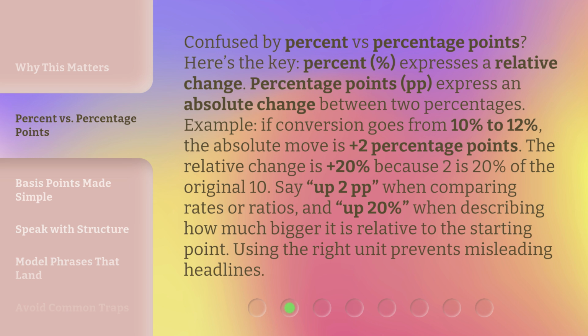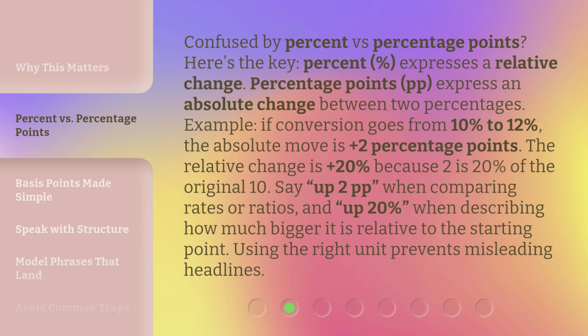Confused by percent versus percentage points? Here's the key. Percent expresses a relative change. Percentage points, PP, express an absolute change between two percentages. Example: if conversion goes from 10% to 12%, the absolute move is plus 2 percentage points. The relative change is plus 20% because 2 is 20% of the original 10.